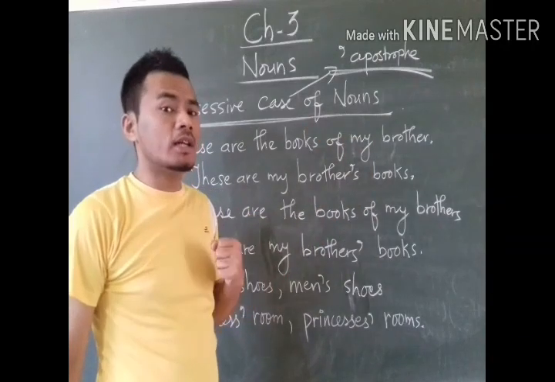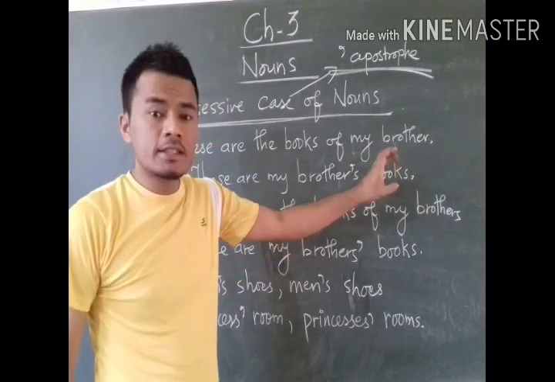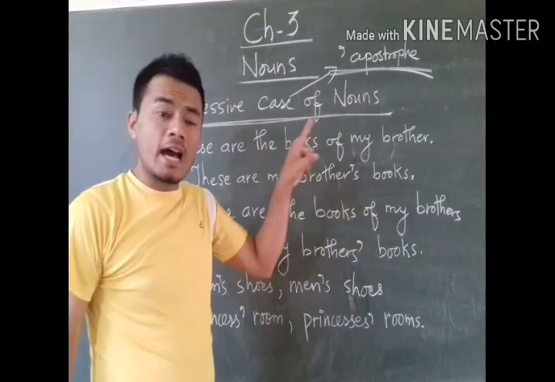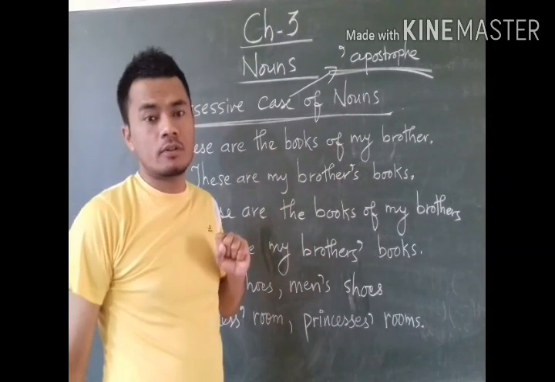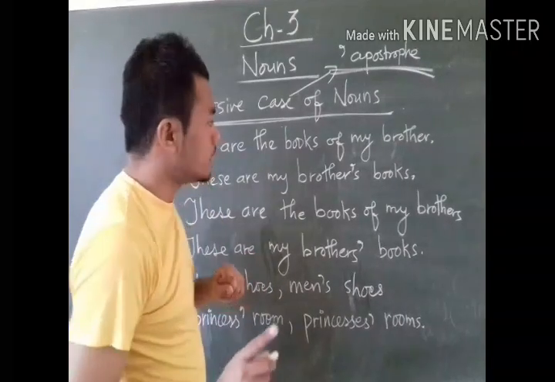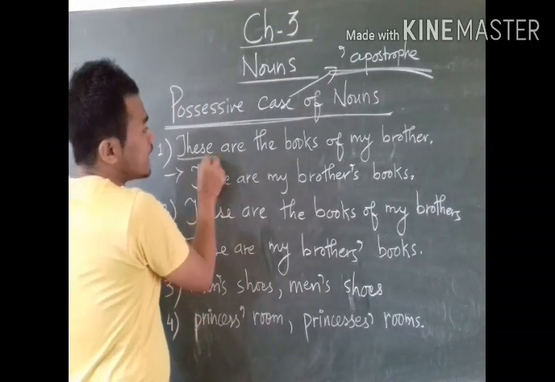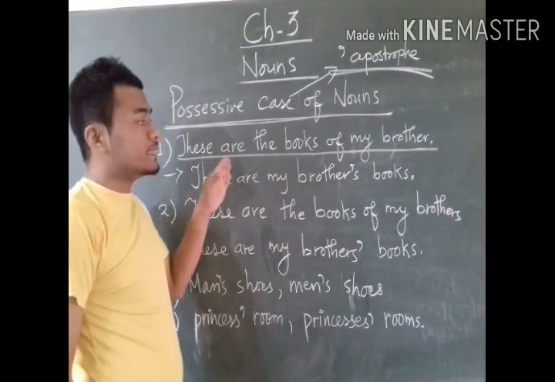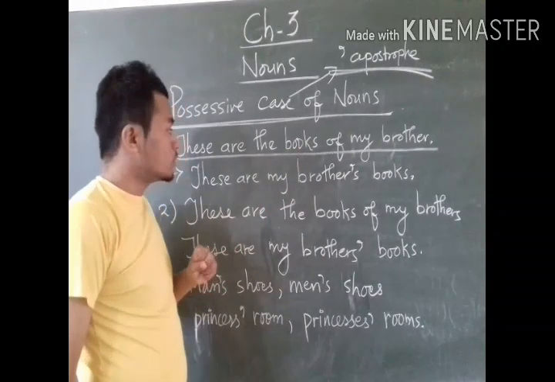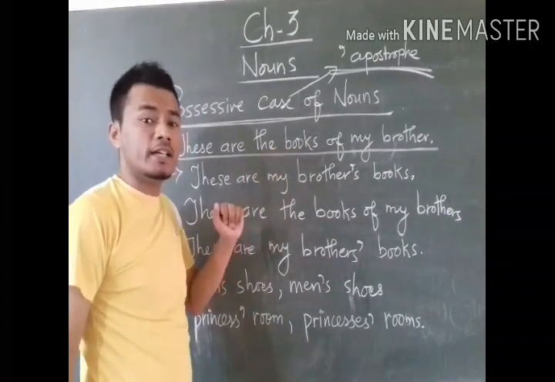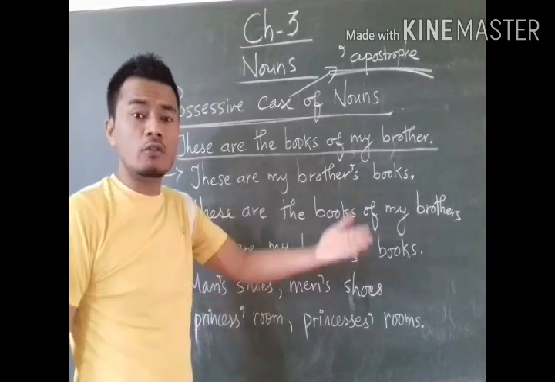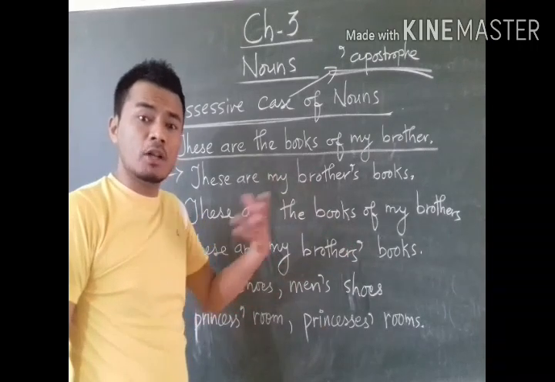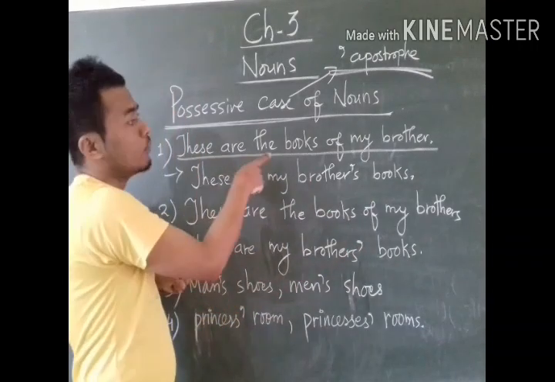But if the nouns are plural, then first we have to write the complete plural noun of which we are showing the possession, and after that we have to put just an apostrophe. Okay, so let's see the example. These are the books of my brother. See the first example, these are the books of my brother.